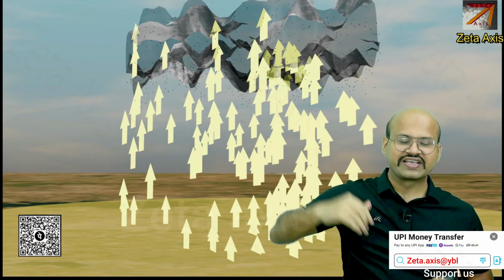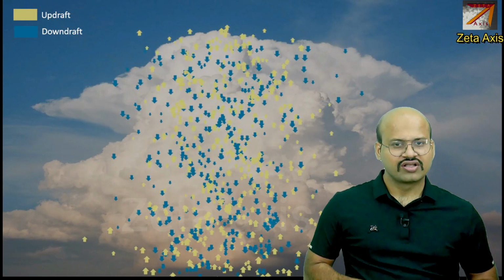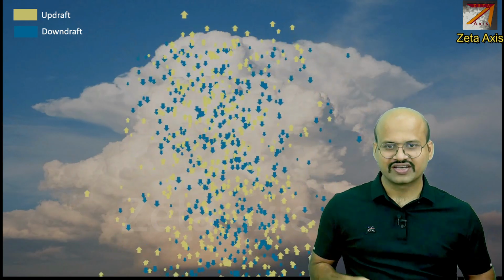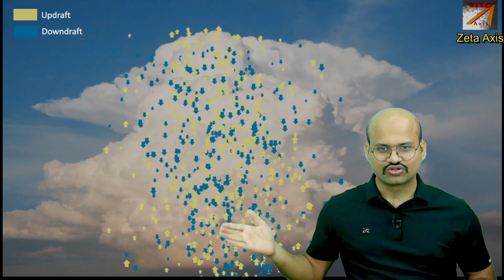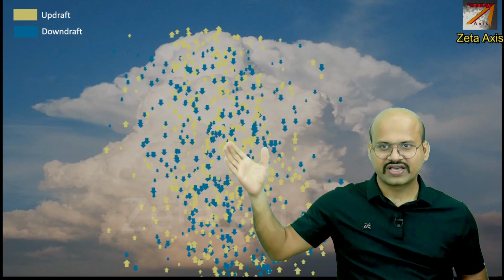Now these clouds can be several kilometers high. Here is an example of one of these clouds which could be formed because of this strong updraft. Now in this cloud we have both updraft and downdraft. As we can see here, the yellow arrows show the air rising up, which are very strong updrafts. There is also some air coming down, which is shown by this blue color.